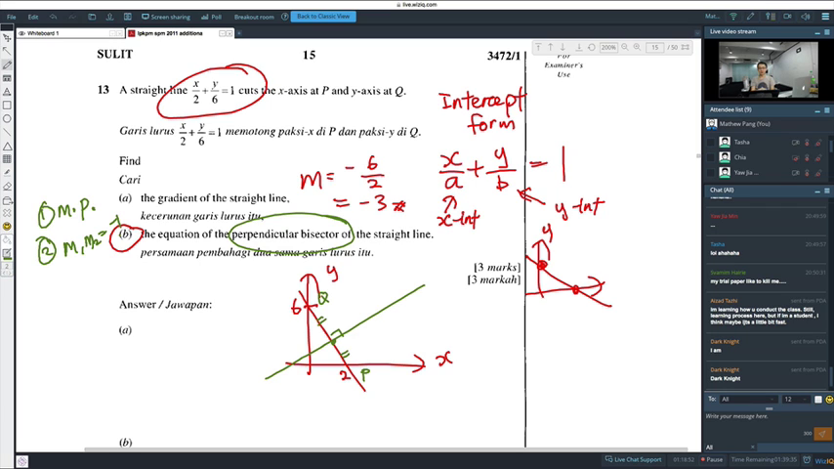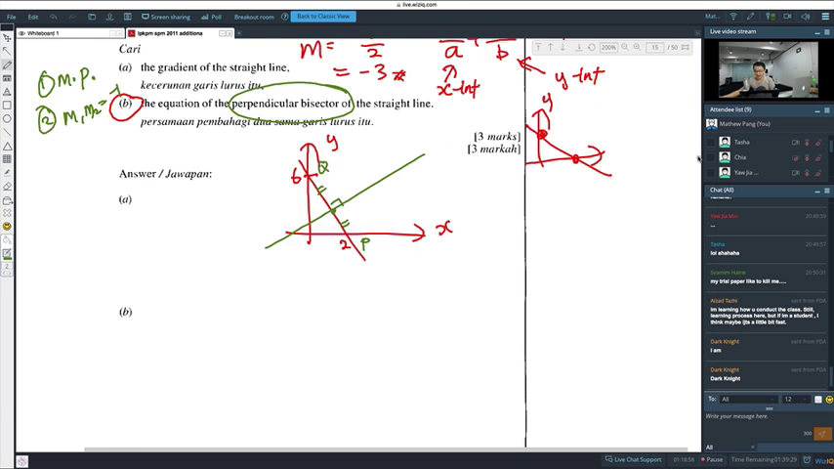Alright, so over here, I will need to find the midpoint. I know this one is (2, 0) and this one is (0, 6).